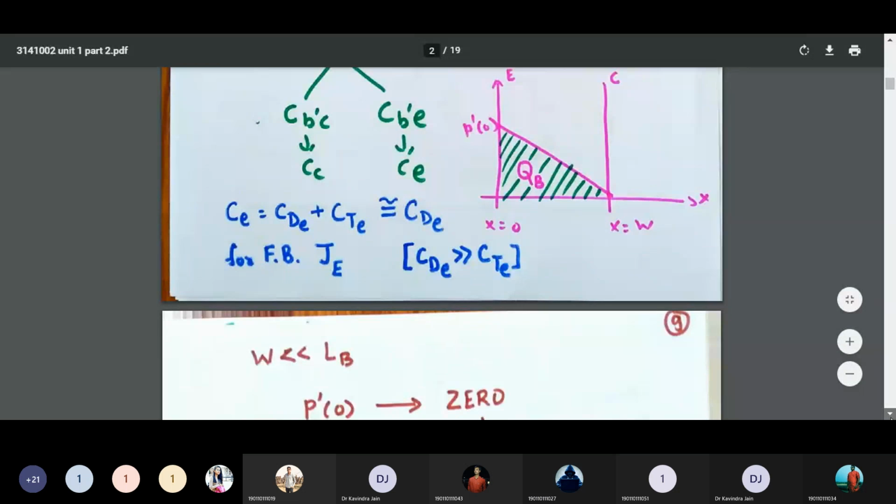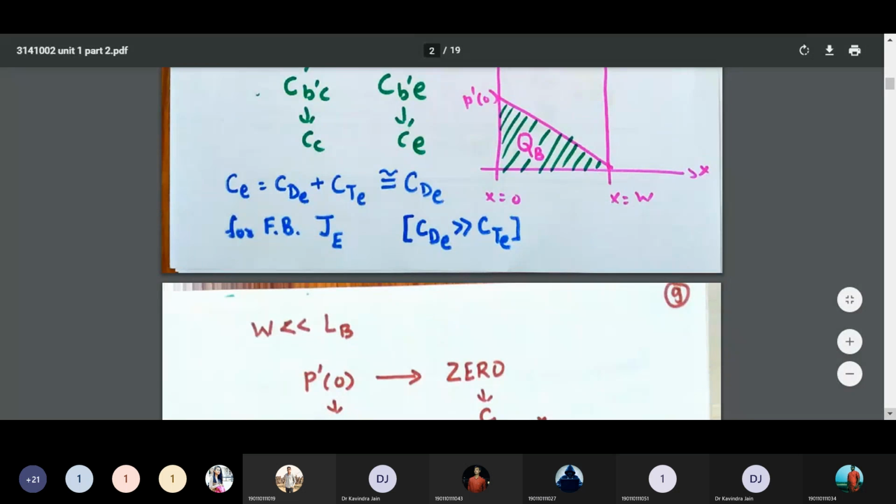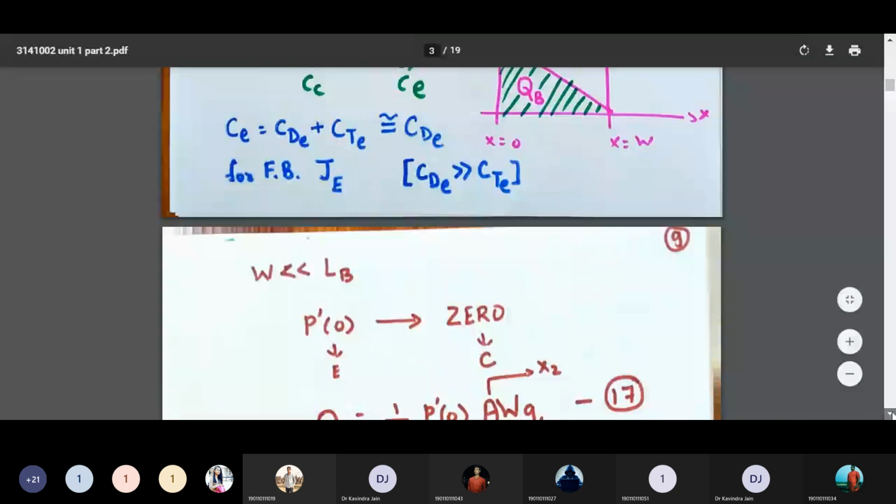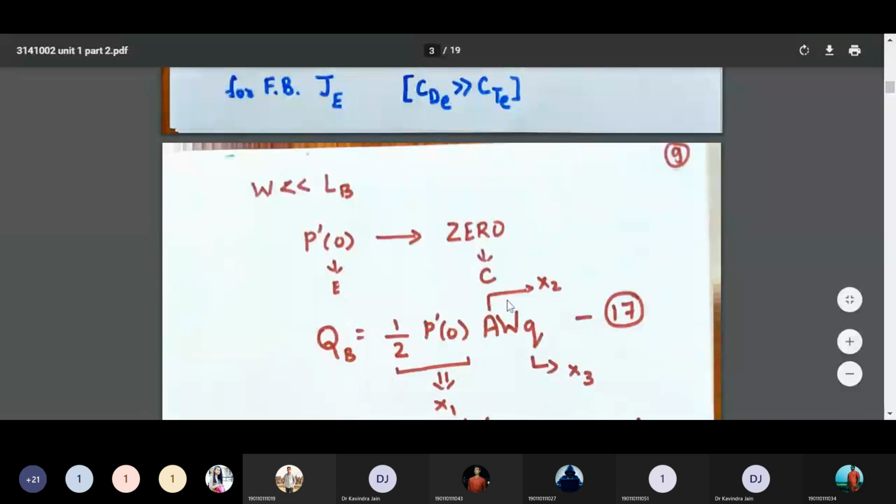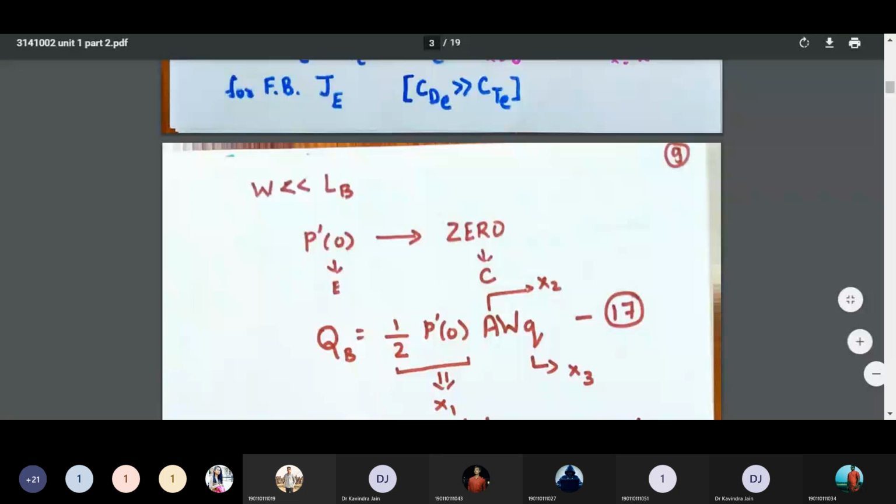So if W is very, very less than LB, we say that P dash 0, which is at the emitter side, is moving towards the point 0, which is at the collector side. So we say that QB, what is QB? That was in the shaded region of the graph. So QB is equal to half P naught dash A W into Q.